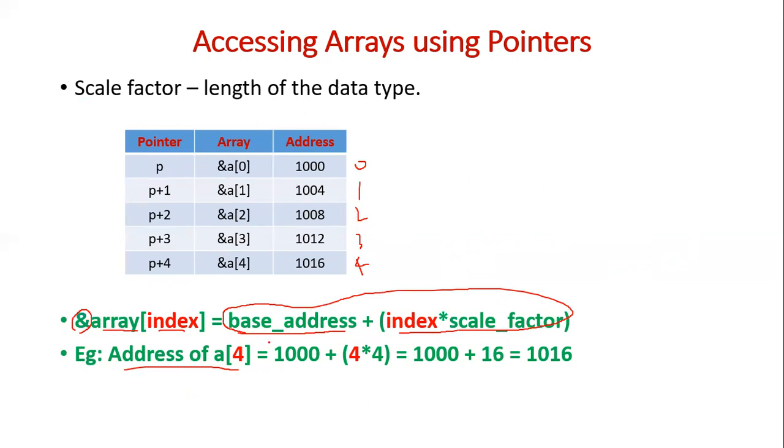Base address. Here we are assuming the base address is 1000, plus the index whose address you want to find, 4, into the scale factor. It's an integer pointer, so the scale factor is 4. So 1000 plus 4 into 4, which is 16. So 1000 plus 16 is 1016. This is how we access the address of an array using pointers.